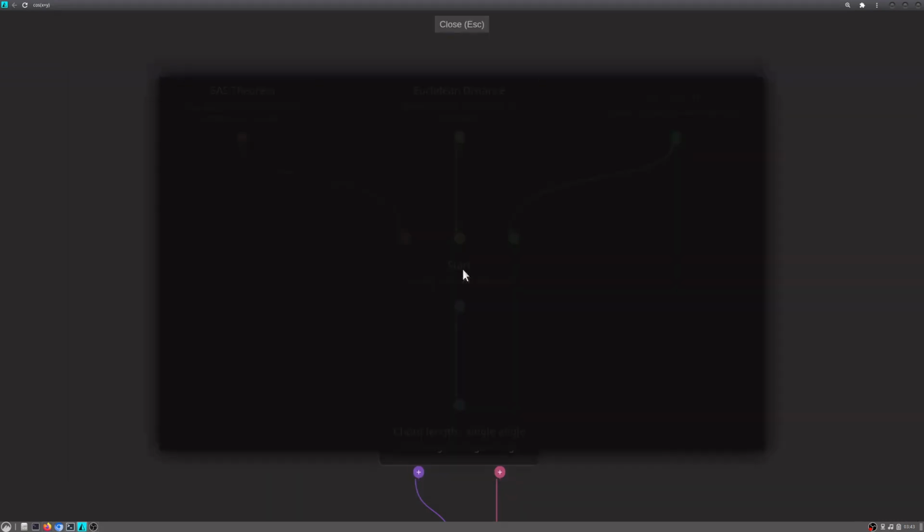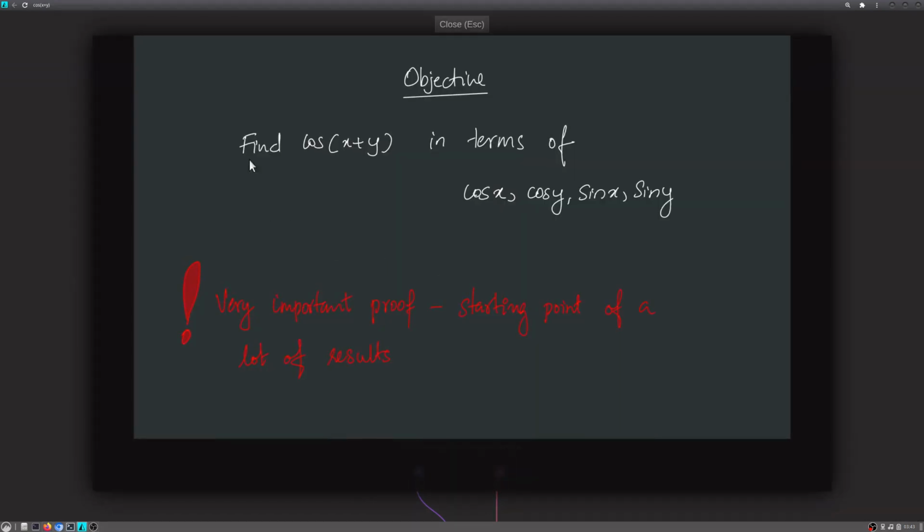Now let's start the proof. Before we start, what exactly are we going to prove? We want to find an expression for cos(x+y) in terms of cos x, cos y, sin x and sin y. So cosine of the sum of angles in terms of cosine and sine of the individual angles.